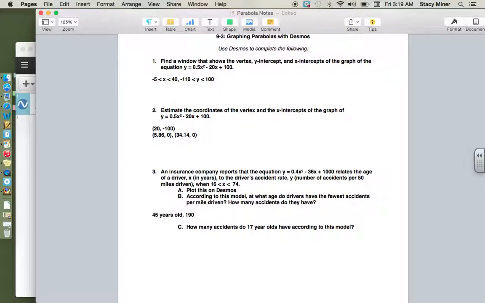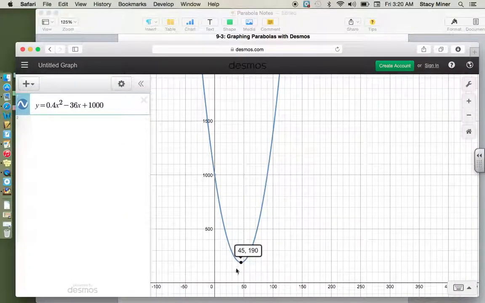And this isn't obviously one person. This is like an average from this insurance company. Okay, per 50 miles driven again. How many accidents do 17-year-olds have according to this model? Okay, so again, you have to figure out 17 is which data point. Okay, 17 is an age, and we said that our x-axis is our age. So we need to find up here when x is 17.